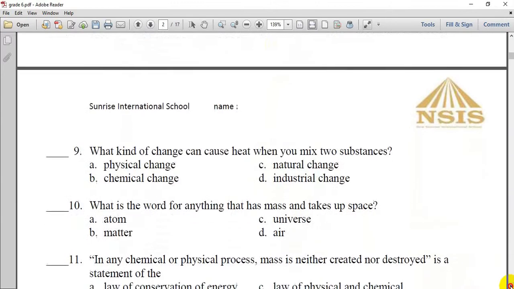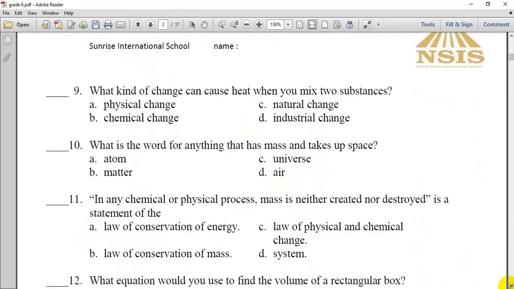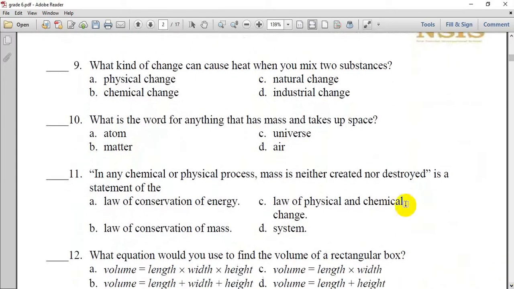Question 9. What kind of change can cause heat when we mix two substances? As we said before, heat is a form of energy, so the answer will be chemical change. Releasing energy was the fifth sign of chemical change. Question 10. What is the word for anything that has mass and takes up space? Anything that has mass and takes up space is called matter. So this B can be mass or volume. Anything that has mass and volume is matter.